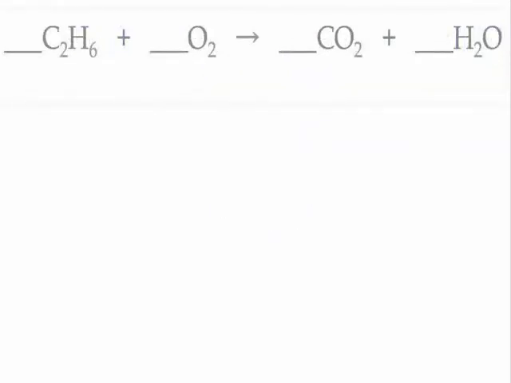Let's try one more example. So let's do our inventory. We have 2 carbon to the left and 1 carbon to the right. We have 6 hydrogen to the left and 2 to the right. And for oxygen, we have 2 to the left and 3 to the right. I will let you know that because oxygen is in more than one place, you should leave it for last. Anytime an element shows up in 2 places, it should be the last thing you balance.